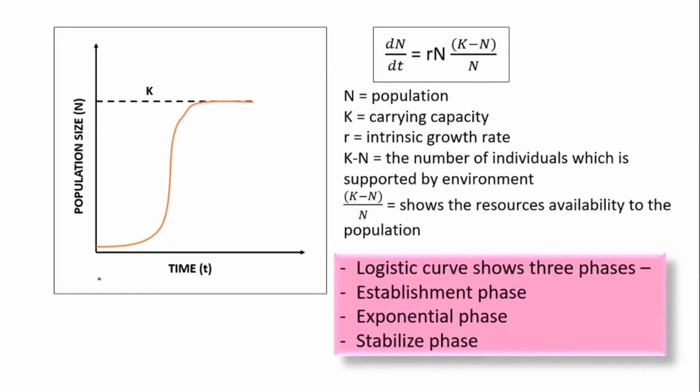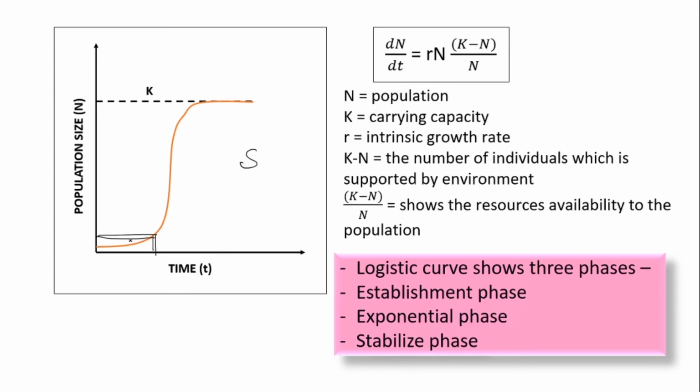So we will see what the features of the logistic growth curve are, what the equation of this kind of growth pattern is, and what the growth curve type is. As you can see, it is almost an S-type growth pattern. The logistic growth curve shows three main phases in the whole curve. First is the establishment phase, from the start to almost this point. This point shows neither so much increase nor so much decrease of the population. That is why it is called the establishment phase.